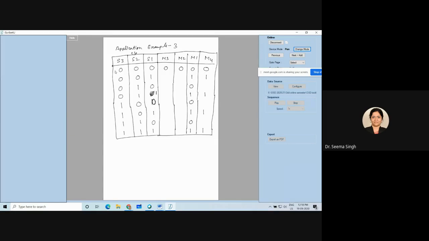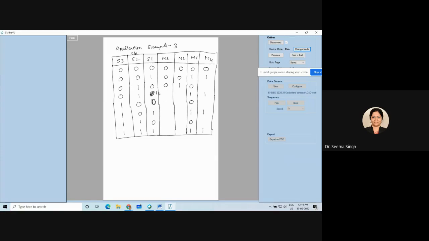Second case we have taken care of. S1 is already taken care of. No product is available for belt number 2 and belt number 3, so you have a 0 here. Next is 0, 1. In this case, you did not have product on belt 1, but you had product on sensor 2 or belt 2. So we will see that M2 is on and M3 is not on. Same way for the next case.